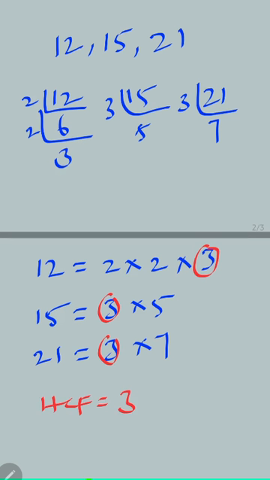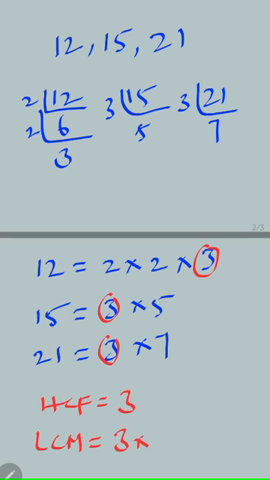Now LCM, how to find LCM? To find LCM, least common multiple, or LCF meaning least common factor, there is no difference. How to find LCM? Again, what are the common factors? 3 is the common factor. 3 is over, so there is no other common factor.